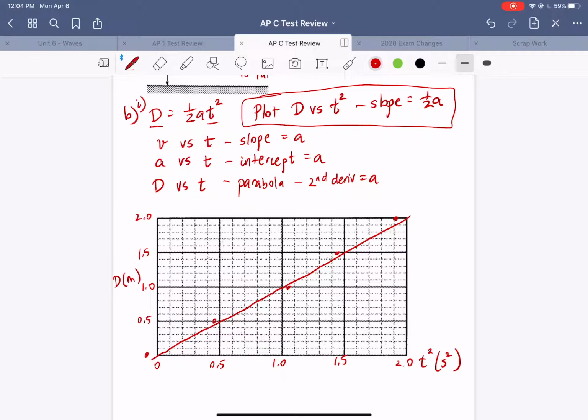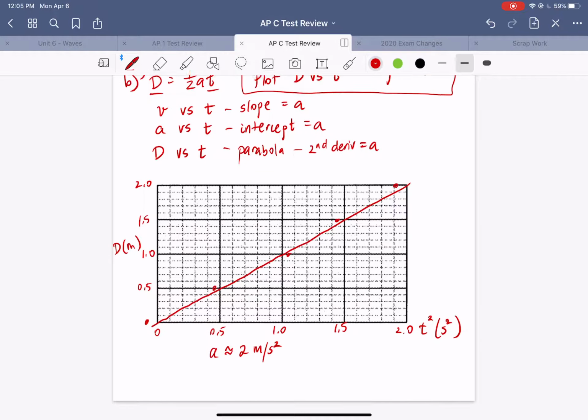If you do this, you would actually have a ruler for your test. You sort of eyeball the slope here, and remember the slope of this graph is not the acceleration; it is half of the acceleration. So you should get an acceleration of roughly 2 meters per second squared.